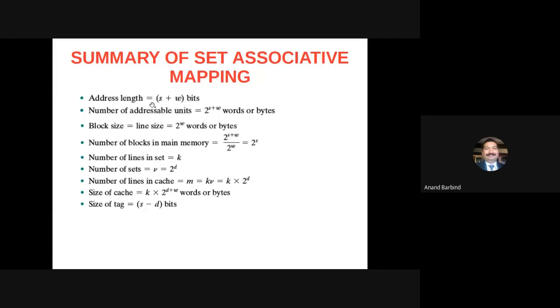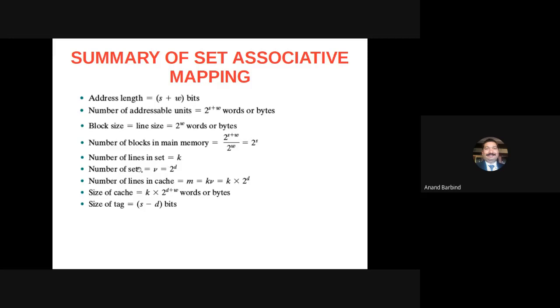The address length is S plus W bits. The number of addressable units is 2 to the power S plus W, that is the number of bytes in the main memory, so it is the same for all. The block size is again the same for all mappings, 2 to the power W. The number of blocks in the main memory is again the same, 2 to the power S, whereas the number of lines in a set is K.